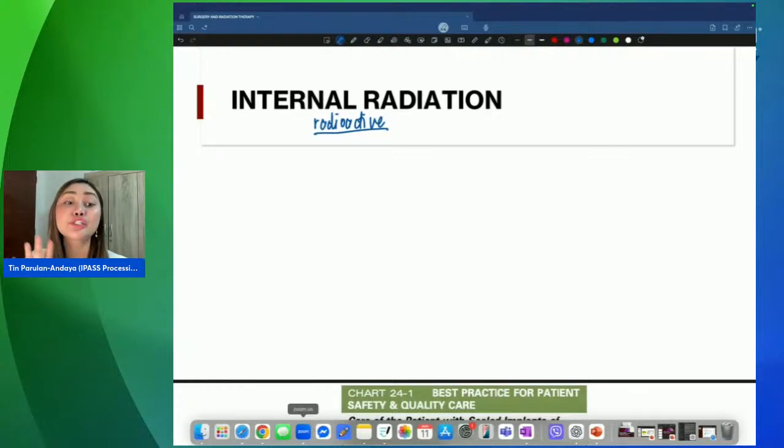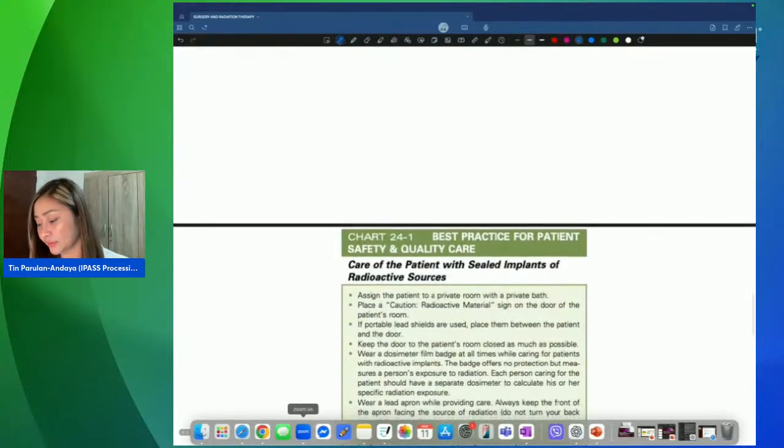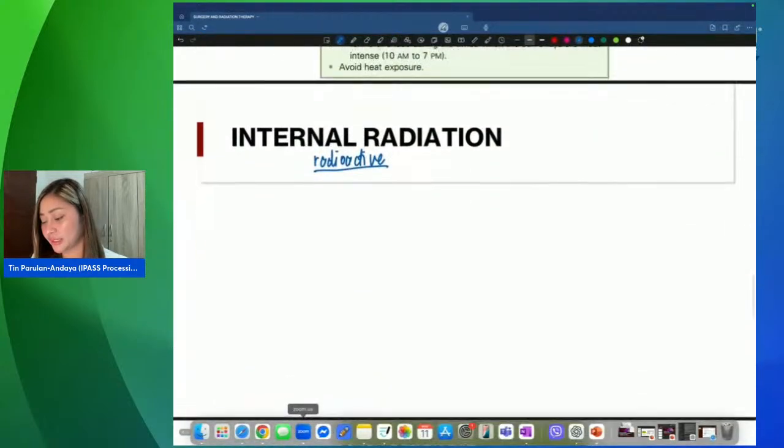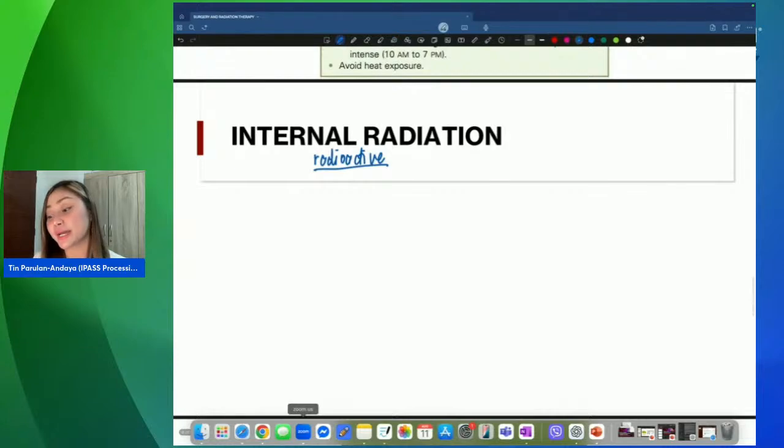We have two main types of internal radiation. First, we have unsealed. When we talk about unsealed, one of the most common examples is radioisotopes, like I-131, which is given orally or IV.